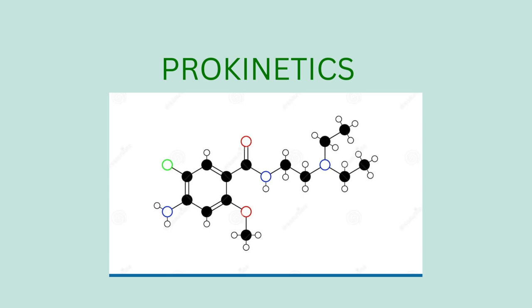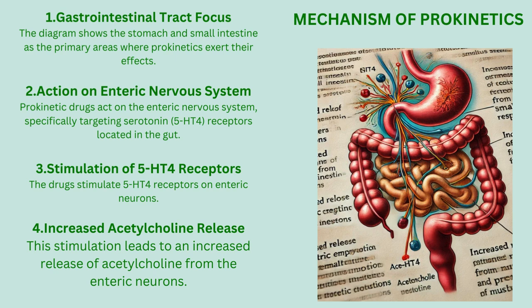The next class to discuss is prokinetics. The diagram shows the stomach and small intestine as the primary areas where prokinetics exert their effects. Prokinetic drugs act on the enteric nervous system, specifically targeting serotonin 5-HT4 receptors. The drugs stimulate 5-HT4 receptors on enteric neurons. This stimulation leads to an increased release of acetylcholine, which promotes muscle contractions in the gastrointestinal tract, enhancing motility.